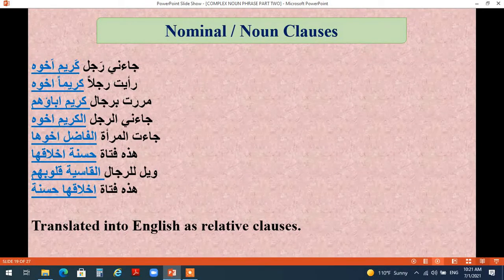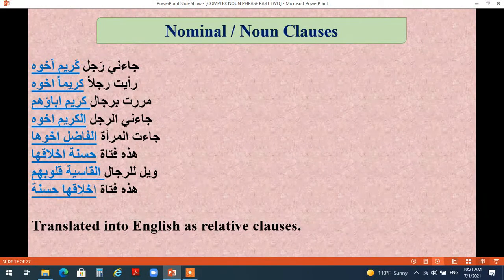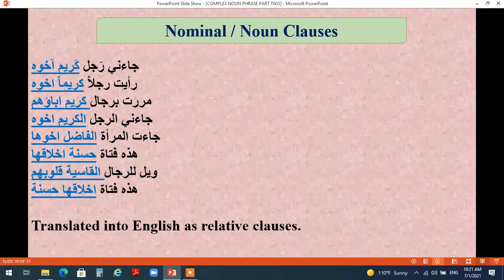This type of nominal or noun clauses in Arabic when we want to translate them into English it is usually preferable to translate them into relative clauses، أي يعني نترجمها إلى relative clauses باللغة الإنجليزية.